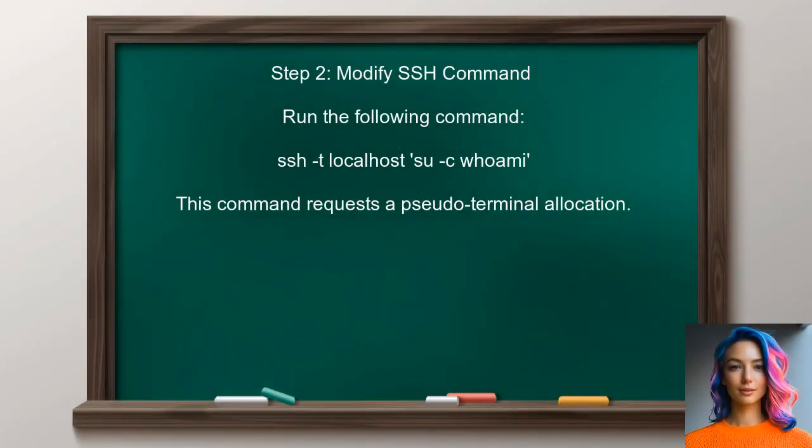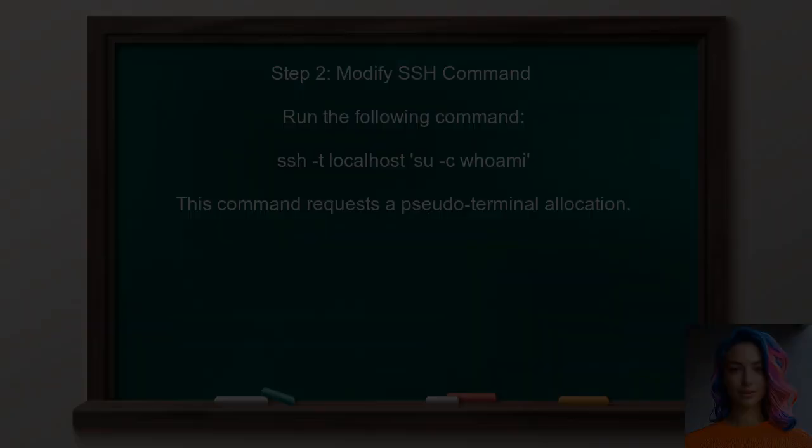Next, the user should modify the SSH command to ensure that a pseudo-terminal is allocated. This can be done by using the -t option with SSH. The user can try running ssh -t localhost su -c to see if this resolves the issue.